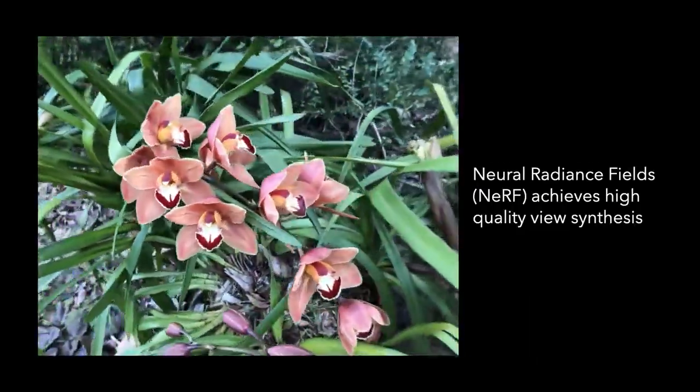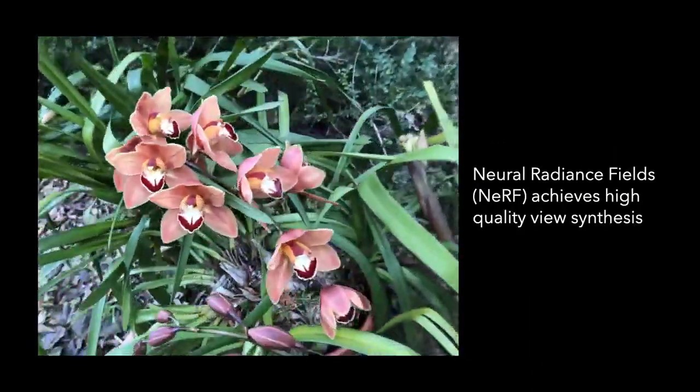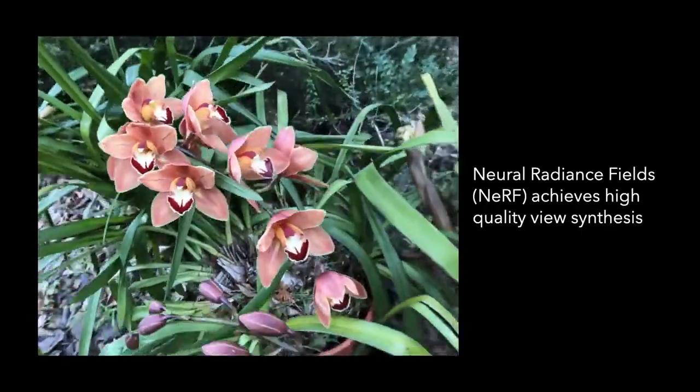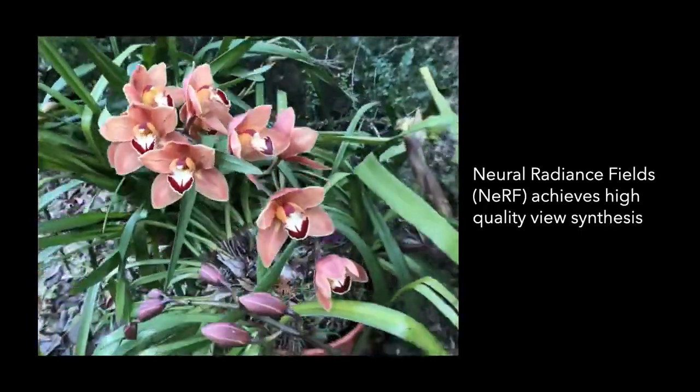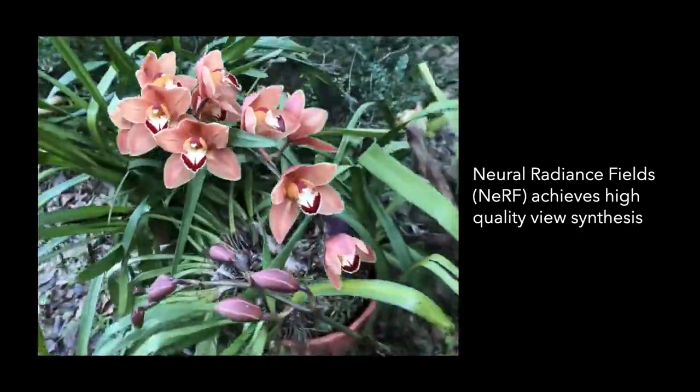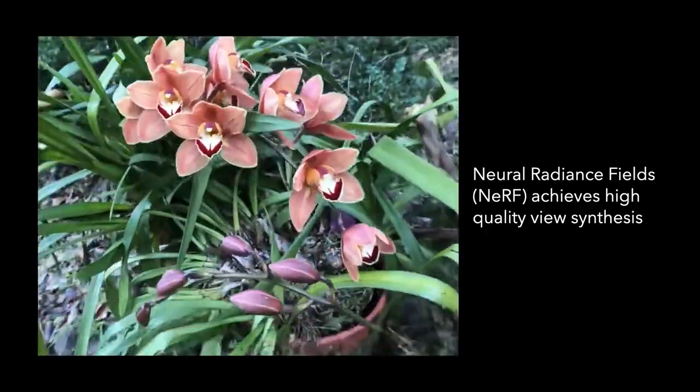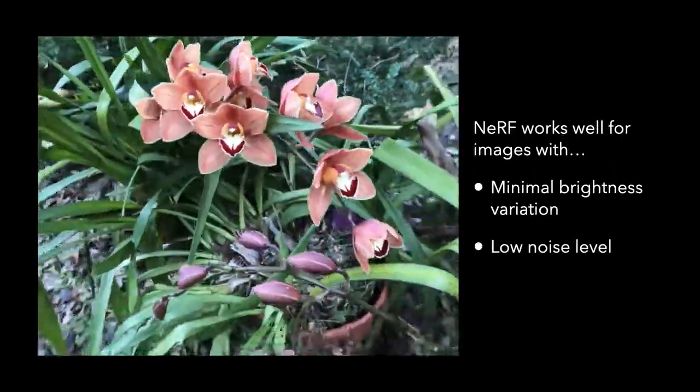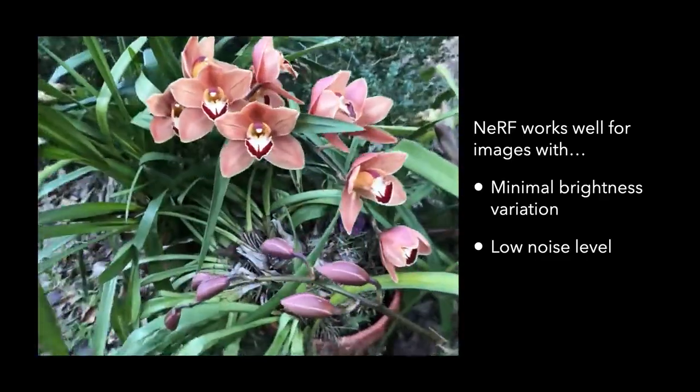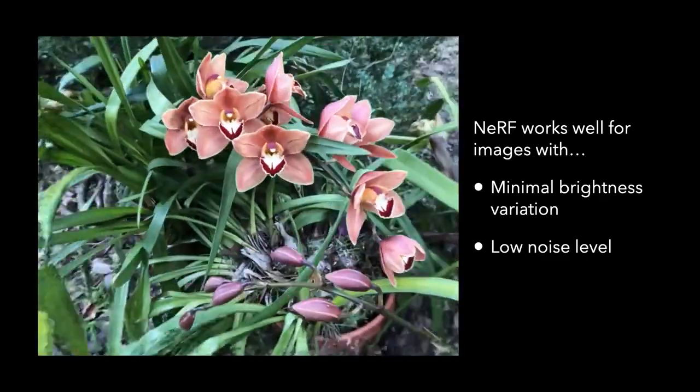NeRF, or neural radiance fields, is a scene representation that can be used for high-quality novel view synthesis. This video is a rendering of a NeRF model reconstructed from about 20 input images of these flowers. NeRF works very well in scenes like this, where there's minimal brightness variation and no visible image noise.